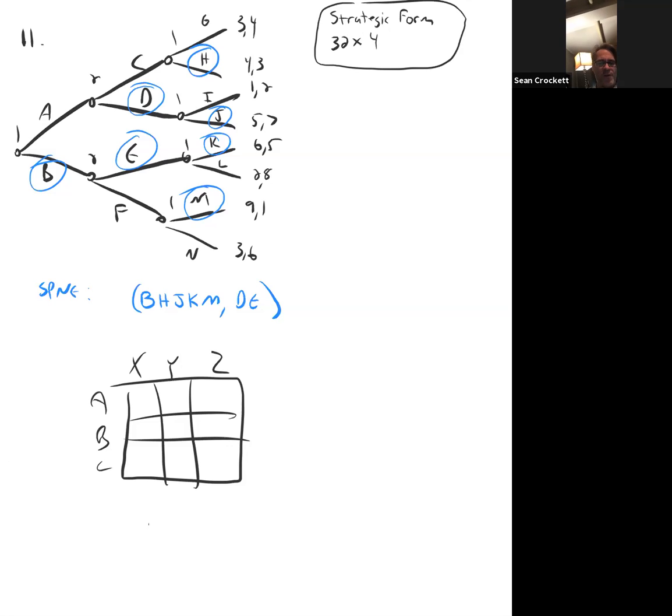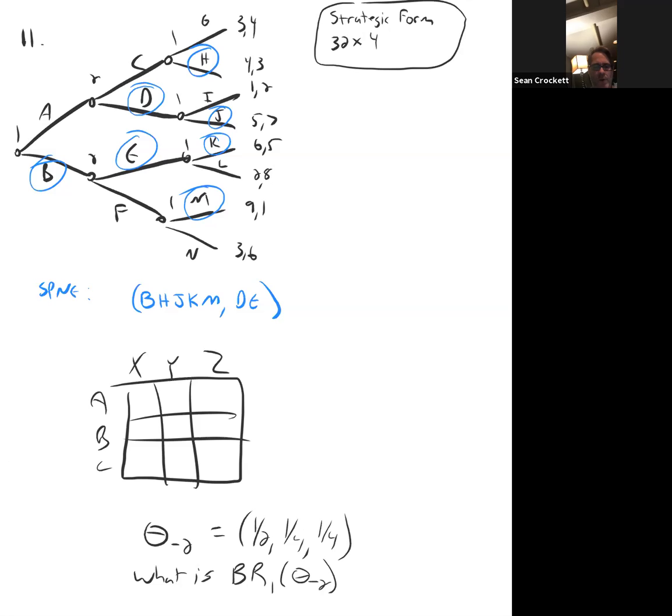If theta minus 2 equals 1/2, 1/4, 1/4, what is the best response of player 1 to given theta, best response of player 2 of theta minus 2. So I could ask something like that.